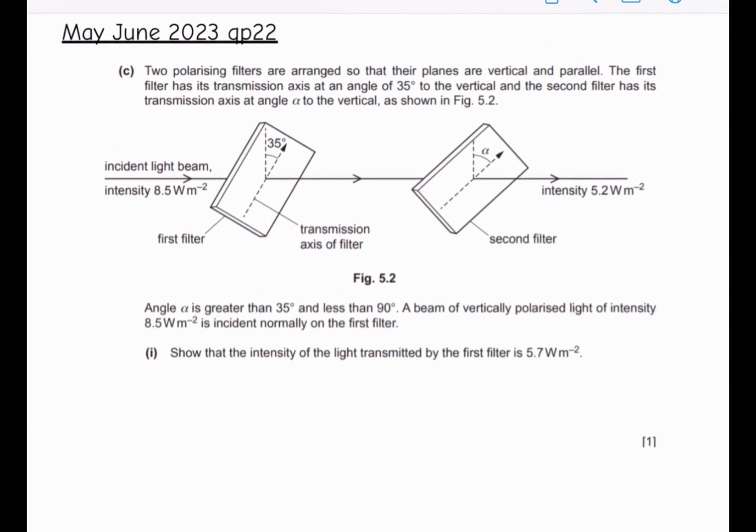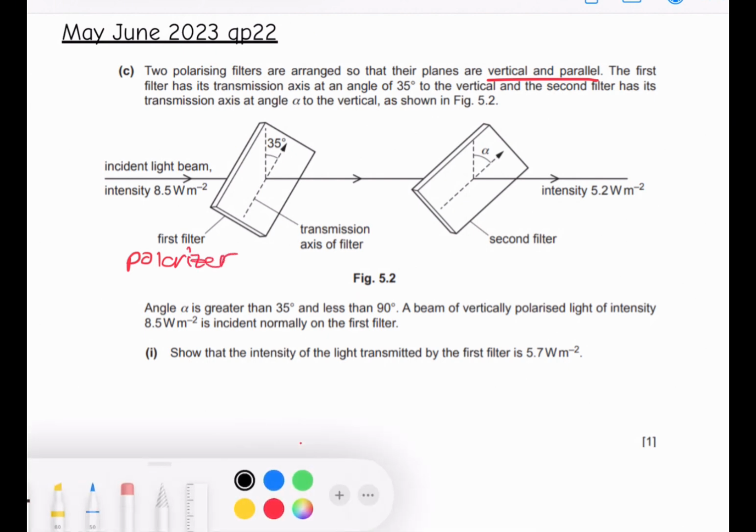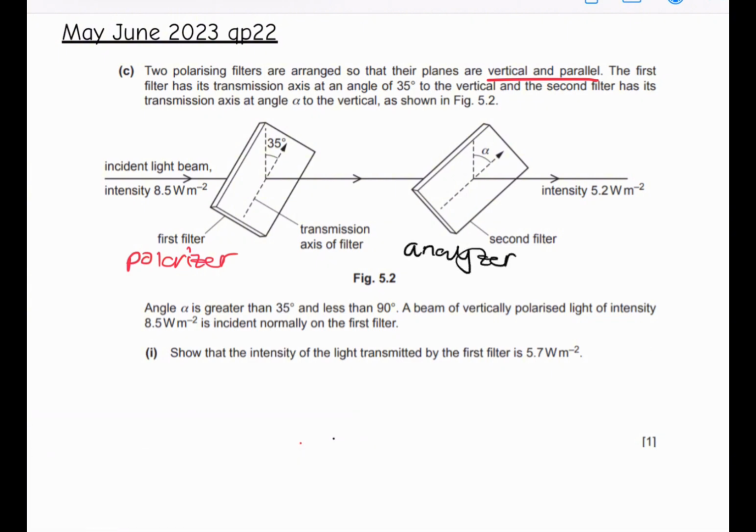Okay, so we're given two polarizing filters that are arranged so that their planes are parallel and vertical. The first filter has its transmission axis. This shouldn't be a new word. It basically means the axis at which a certain polarizer is positioned. I like to think of this as my polarizer, and this as my analyzer. I like to think of them as two separate things.